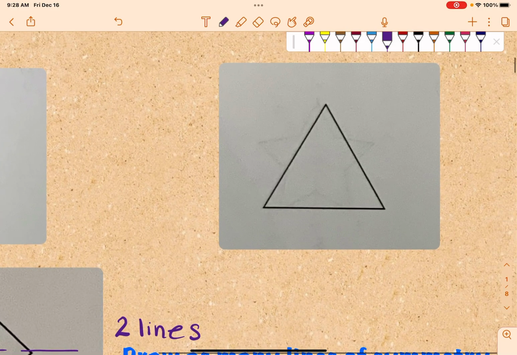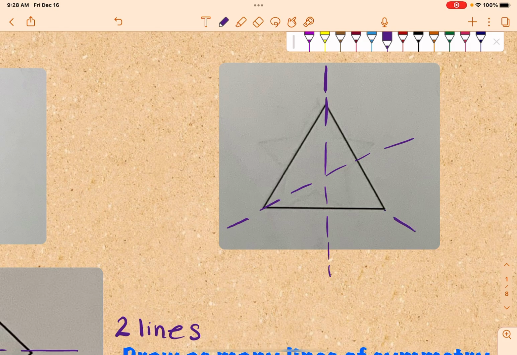Now, if I were to look at the triangle, probably the easiest spot to see would be right there. The good news is if I went to any of the vertex points of that triangle, it would also be another line of symmetry. So one can go through here, and one can go through here. Okay, so this has three lines of symmetry.